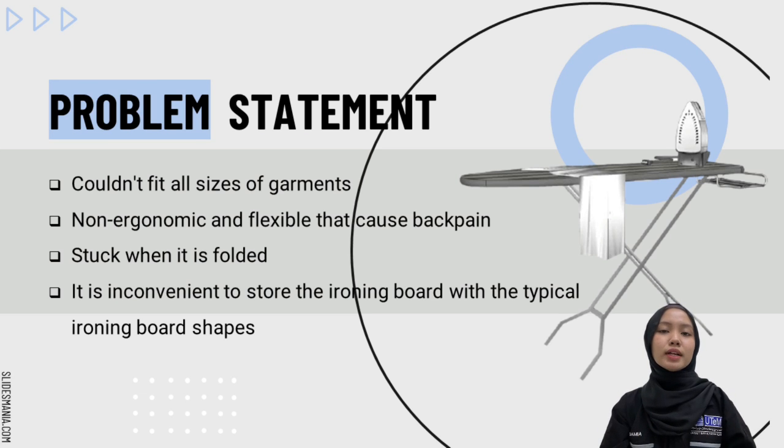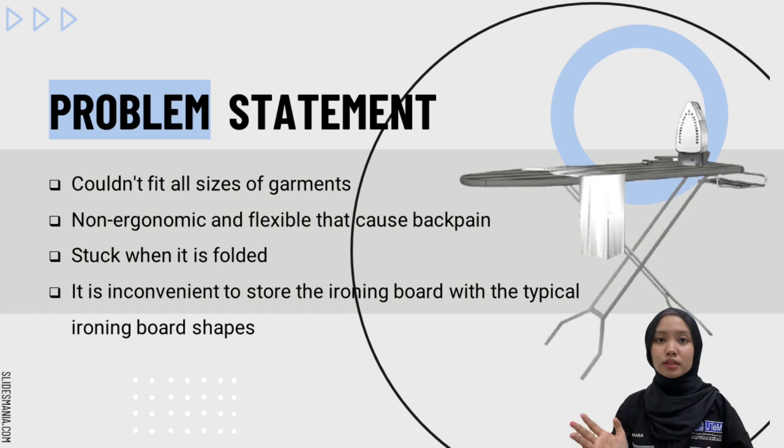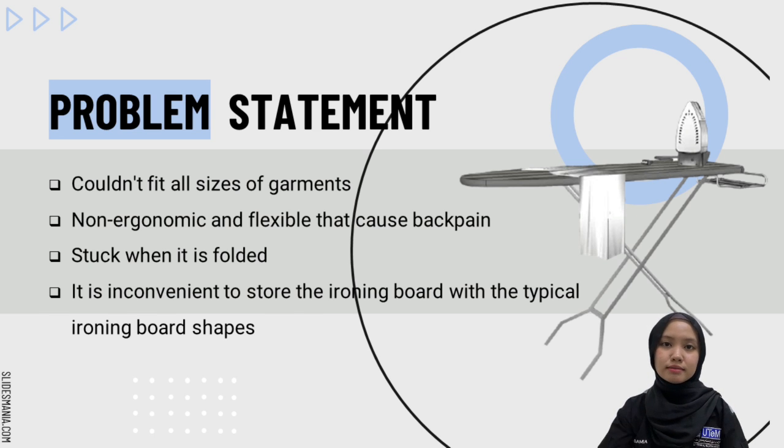Problem statement of adjustable ironing board. Firstly, it couldn't fit all sizes of garments. Second, it is non-ergonomic and not flexible, which can cause us back pain. Third, somehow it gets stuck when it is folded on the previous design. Lastly, it is inconvenient to store the ironing board with the typical ironing board size.